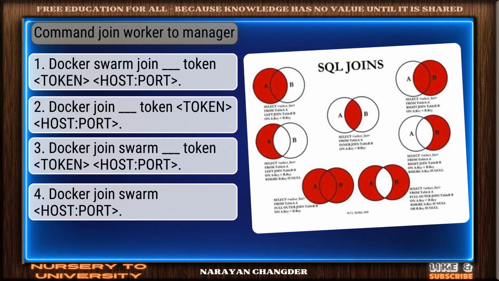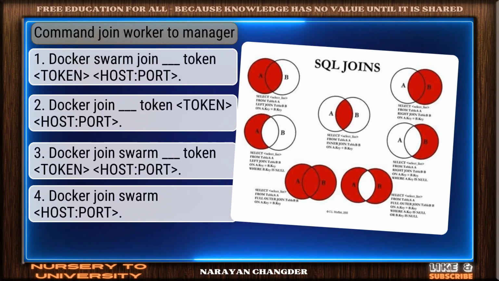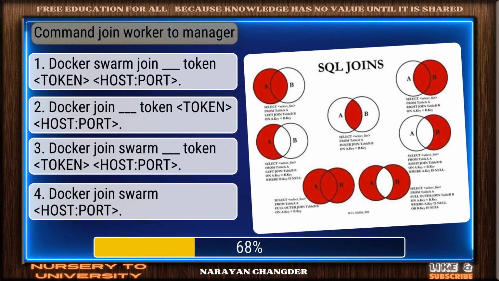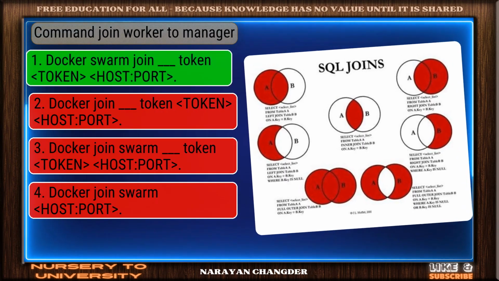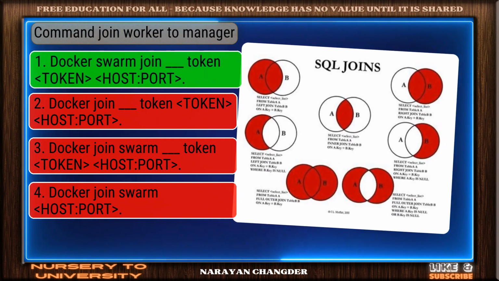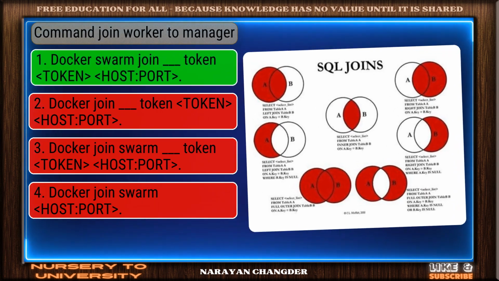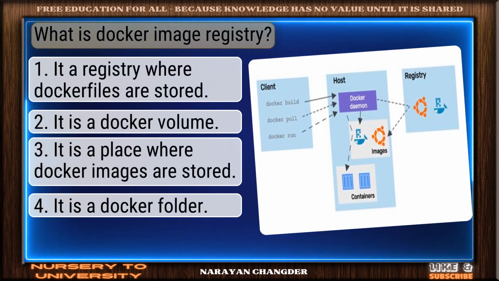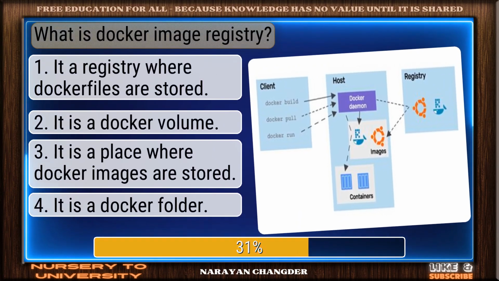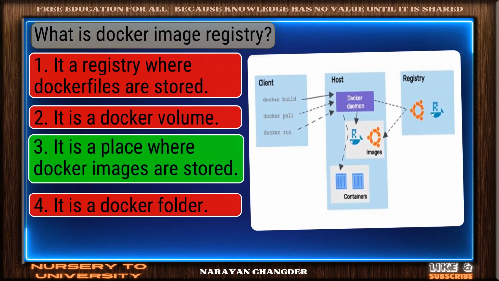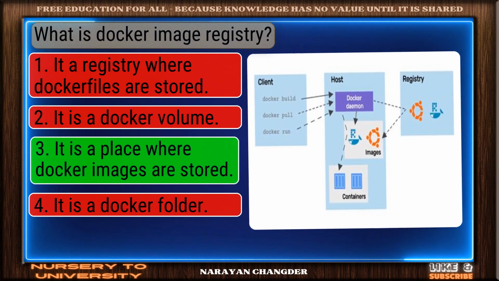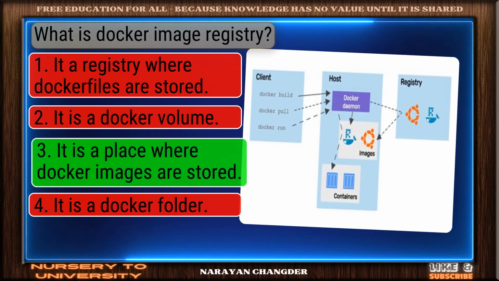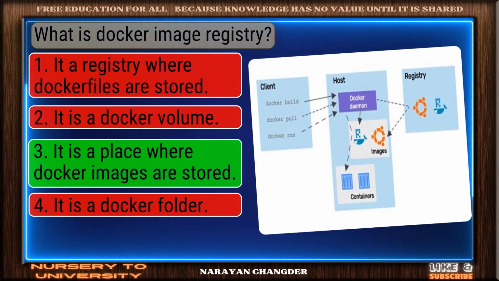Question number 42. Command join worker to manager. Correct. Docker Swarm join -token host. Port is the right answer. Question number 43. What is Docker image registry? Good job. Your answer, it is a place where Docker images are stored, works well here.